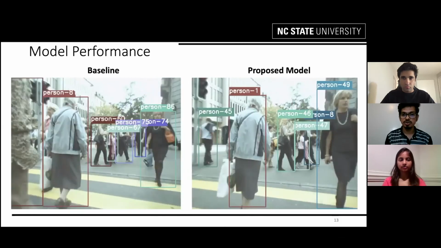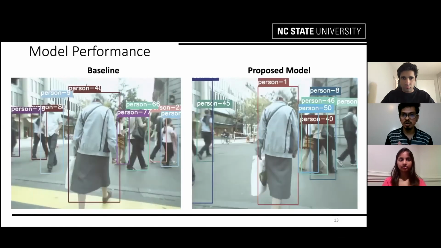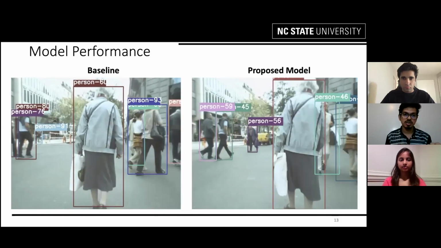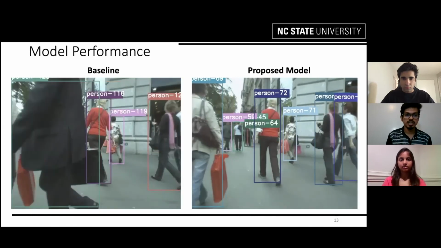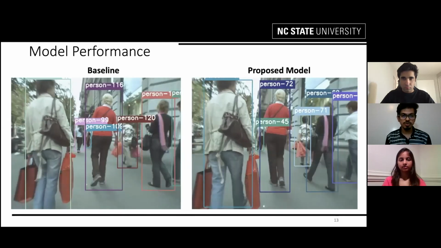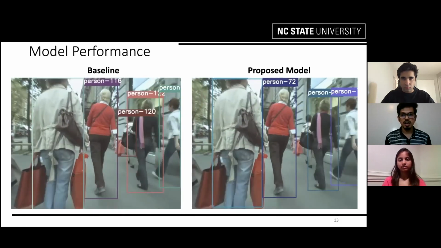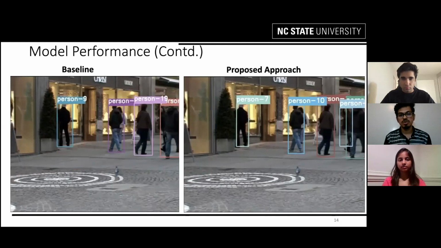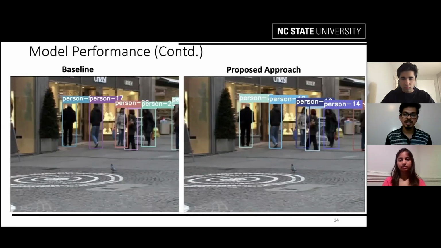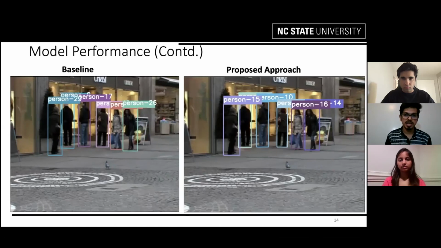Also, it is important to note that person 1 is tracked throughout their tenure, whereas they are lost at a very early stage in the baseline model. Also, the number of IDs is lower in the proposed model, even in this video, which is indicative that there are more identity switches in our baseline model, and the proposed model has improved significantly.